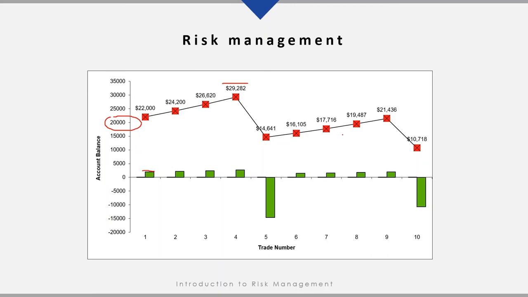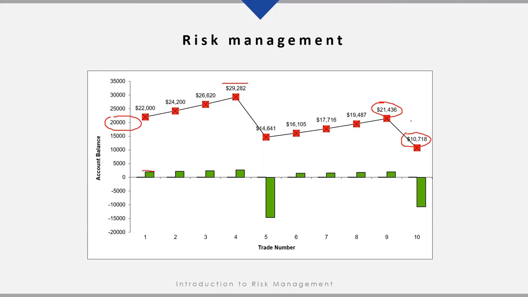However, trades 6, 7, 8, and 9, we actually made money again, and we made 10% again, which brought our account balance back up to above our starting point. So we're now back above $20,000. However, trade 10, we also lost again, and we also lost 50%. So now, after 10 trades, our account balance is a little bit above half of where we started.